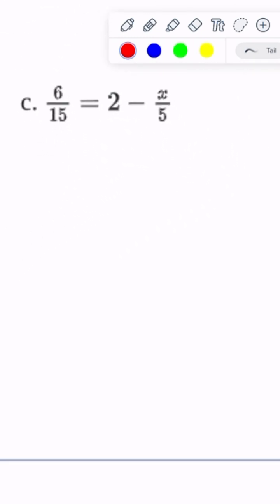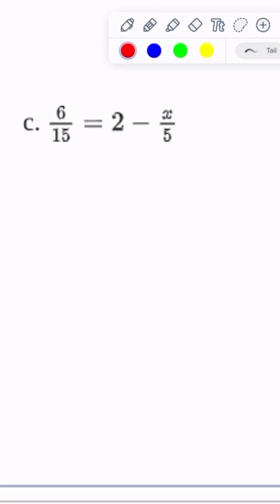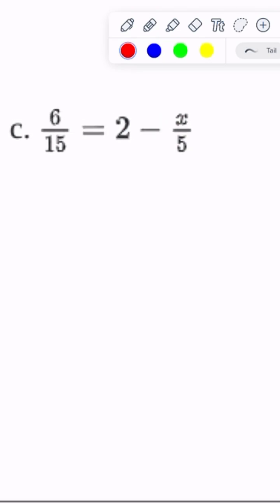Now, here's the deal. We're looking at letter C, and there's a couple things that we don't like, right? Here's the first one, and that is that there are fractions, and there's a whole number. That's kind of weird, right? But remember, we can very, very easily get rid of fractions via multiplication.